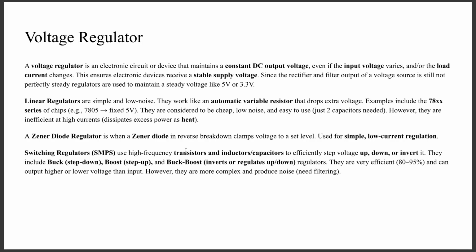Switching regulators use high-frequency transistors and inductors/capacitors to efficiently step voltage up, down, or invert it. They include the buck (step down), boost (step up), and buck-boost (inverts or regulates up-down) regulators. They are very efficient and can output higher or lower voltage than input. However, they are more complex and produce noise.